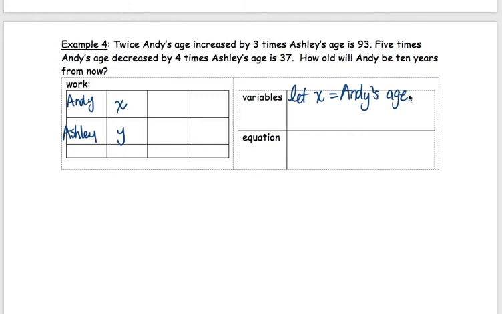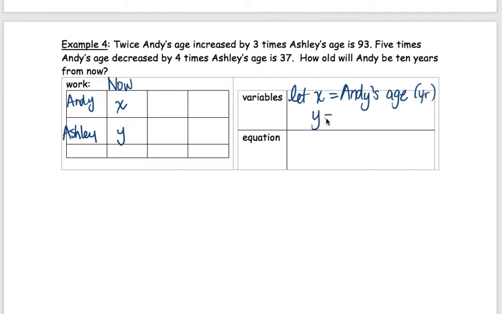Okay, and we're talking about right now, so now. I know the problem also talked about 10 years from now, so I'm just going to write "now, this is Andy's age." Always be checking for units. When we calculate the value, are there going to be units? Yes, because we need to find the age of these people, so you would write 5 years old, 10 years old, and so forth. So years will be the unit.